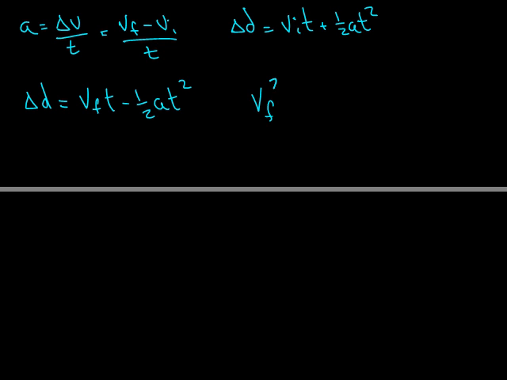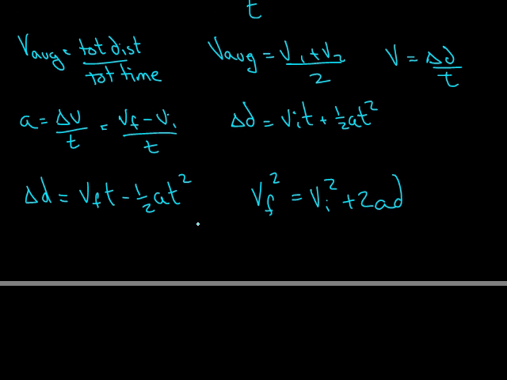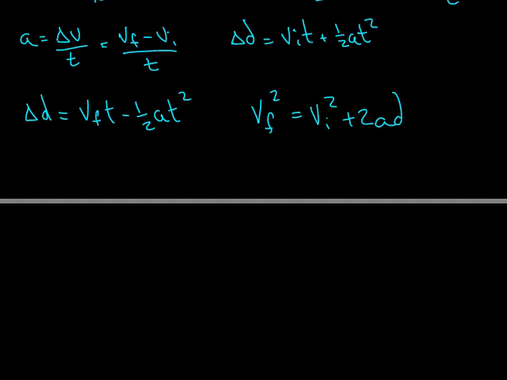Here's another really good one and useful when you don't have time. So this is vf squared is equal to vi squared plus 2ad. Okay, so you're responsible for knowing how to rearrange these, but I will give you these formulas to begin with. Okay, and another constant that you should have or will be available to you is the acceleration due to gravity, and that is equal to a negative 9.8 meters per second squared.